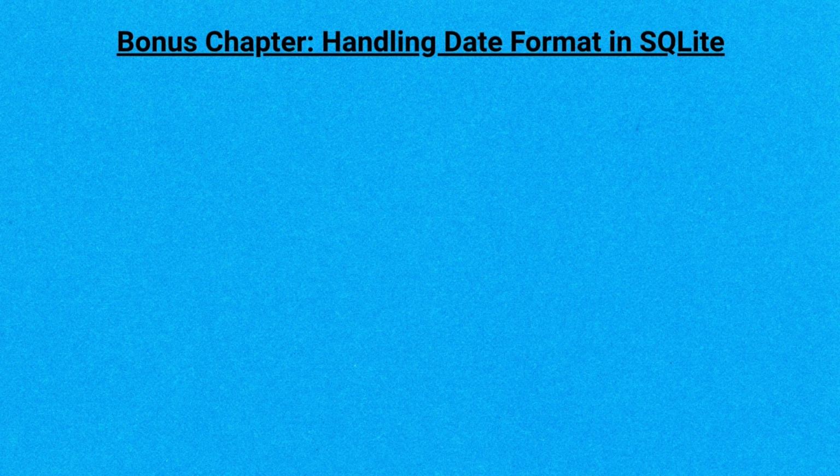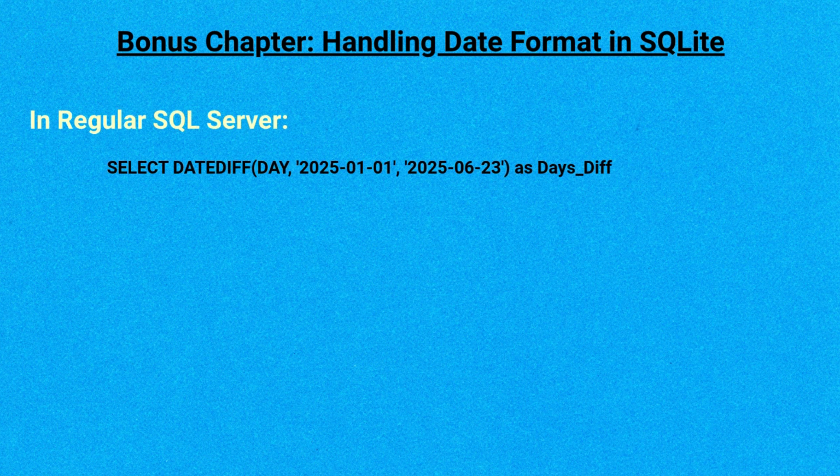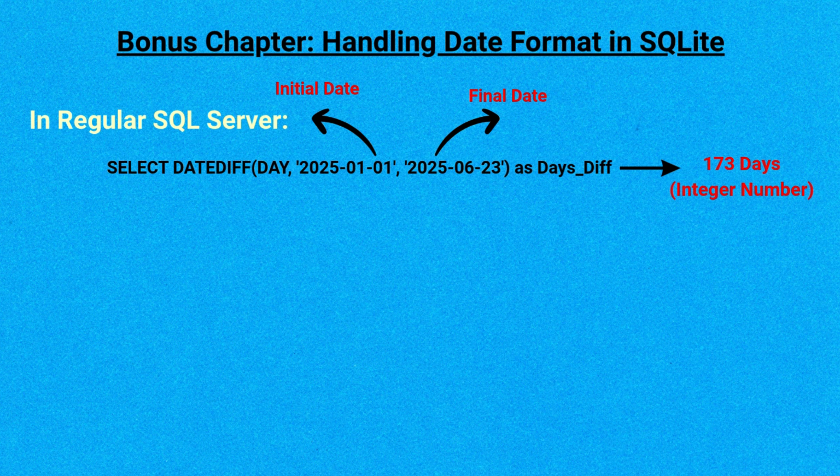Okay, here's my promise for the bonus chapter on handling date formats in SQLite. In traditional SQL databases like SQL Server, calculating the difference between two dates is typically done using the datediff function. For example, to find the number of days between January 1st and June 23rd, 2025, you would use the datediff function from initial date and final date, producing 173 days difference.